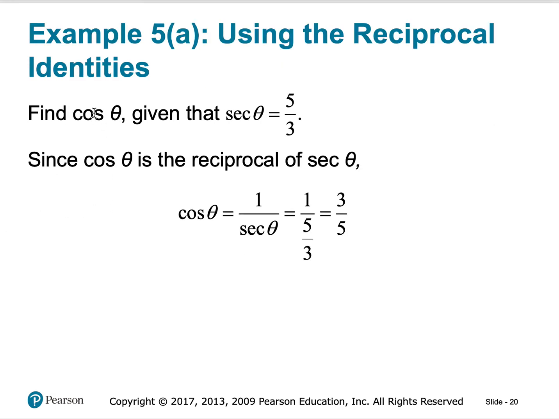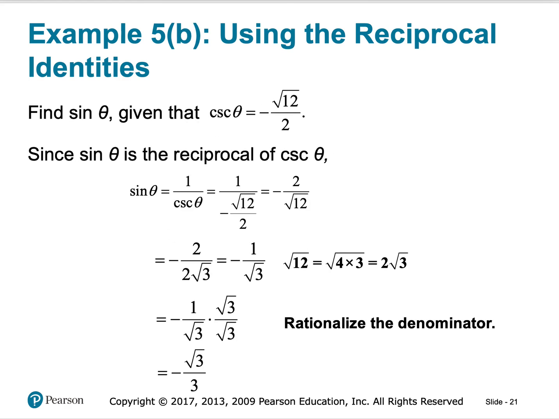Now, here is my caveat. If you know that secant is the flip of cosine, you don't have to use this reciprocal identity. They'll come in handy later in the course, but you should just know you have to flip 5/3 to get 3/5. You don't have to use this method. You'll be able to just use the flip.